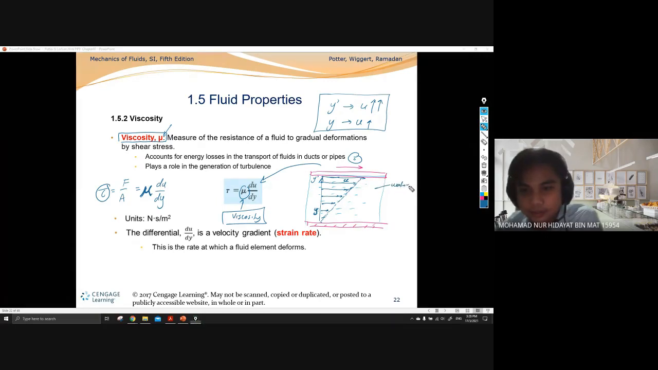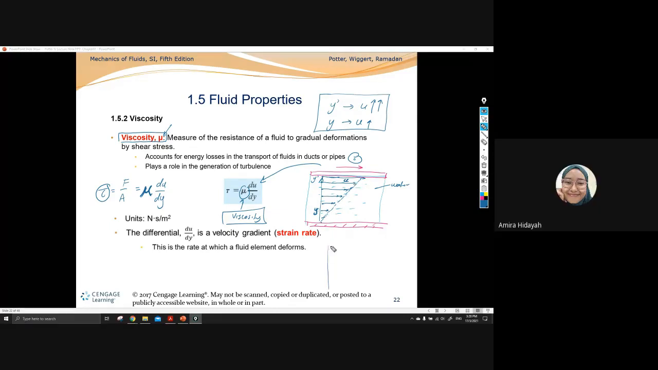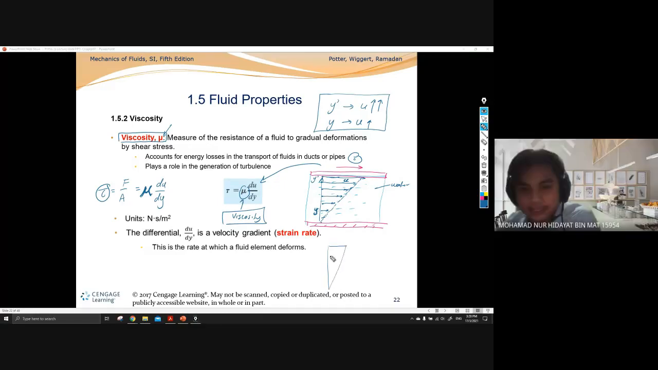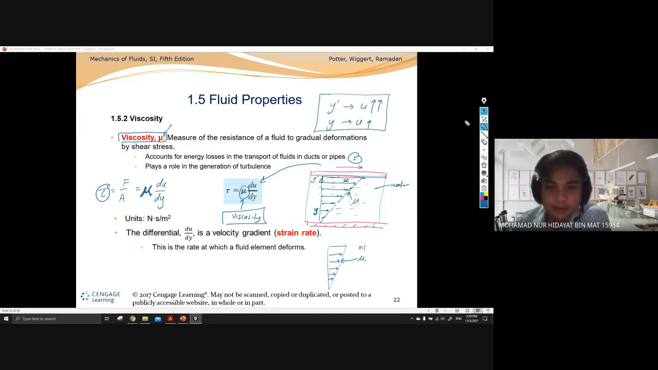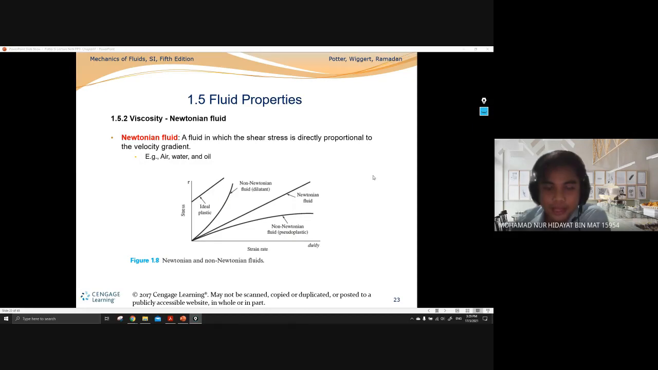What do you think of oil? Is it the same nature? No. Maybe like this. So this is maybe oil. Can you see this actually refers to absolute viscosity? It gives you a different profile.